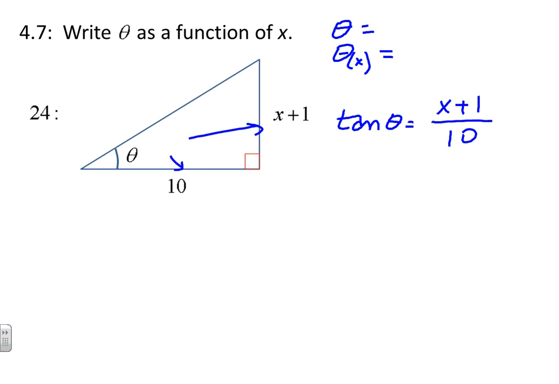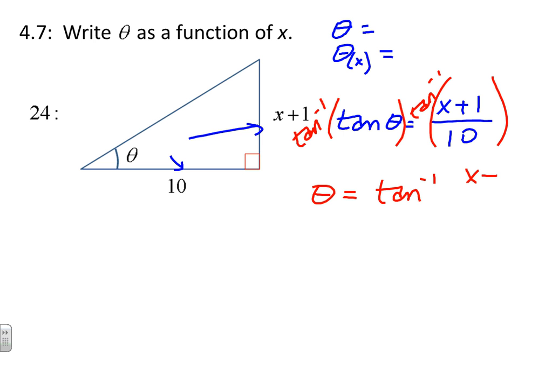You cannot divide tangent. It is not tangent times theta, it's tangent of theta. We have to undo the tangent factory. To undo the tangent factory, we use the inverse tangent factory. So I would take inverse tangent of both sides, and the tangent inverse cancels tangent. I get theta equals tangent inverse of (x plus 1) on 10.